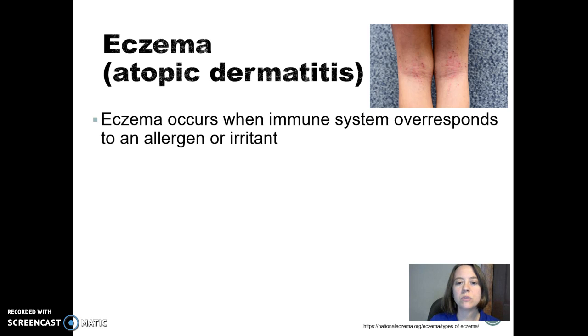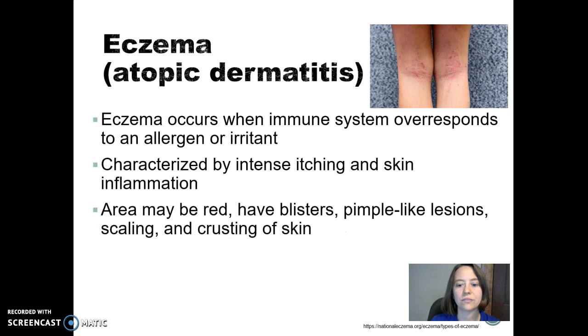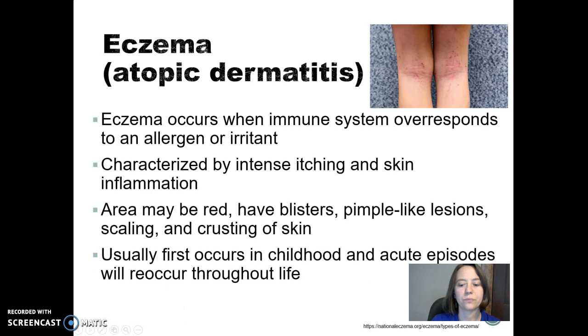Eczema occurs when the immune system overresponds to an allergen or an irritant. It is characterized by intense itching and skin inflammation. The area may be red, have blisters, and pimple-like lesions, scaling, and the crusting of skin. As you can see in this picture, it is irritated, red, with those pimple-like lesions.